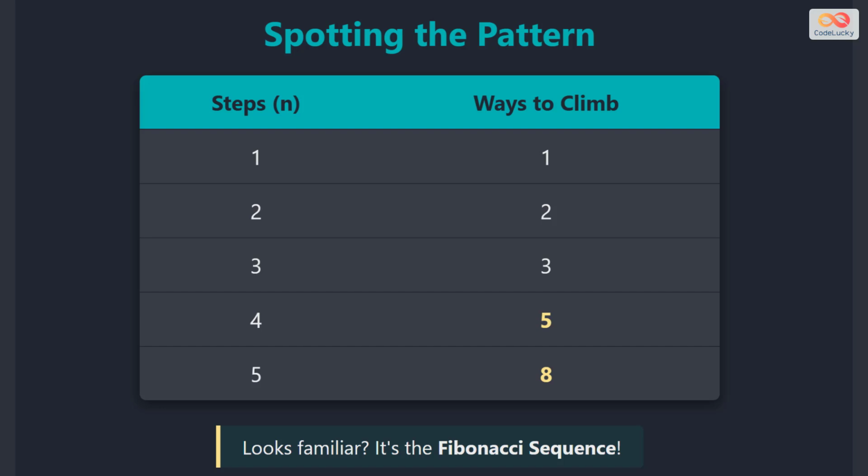If we continue listing the results for 4 steps, 5 steps, and so on, a pattern emerges. For 1 step, we have 1 way. For 2 steps, 2 ways. For 3 steps, 3 ways. For 4 steps, 5 ways. If you recognize these numbers, you will see it is the famous Fibonacci sequence. Each number is the sum of the two before it.